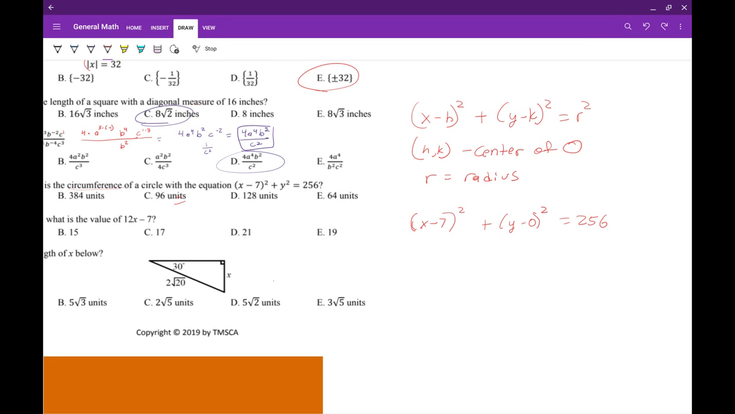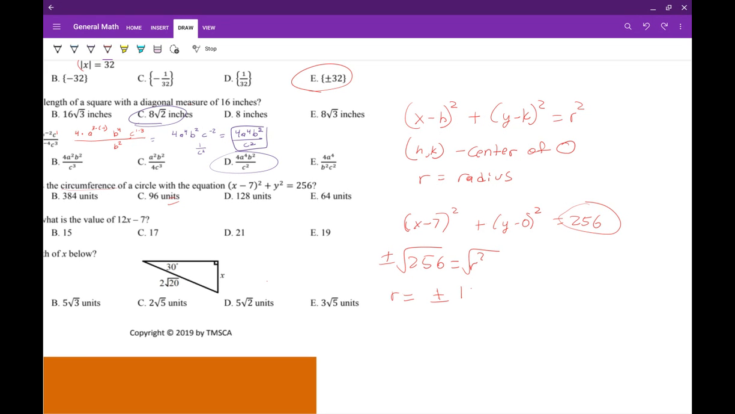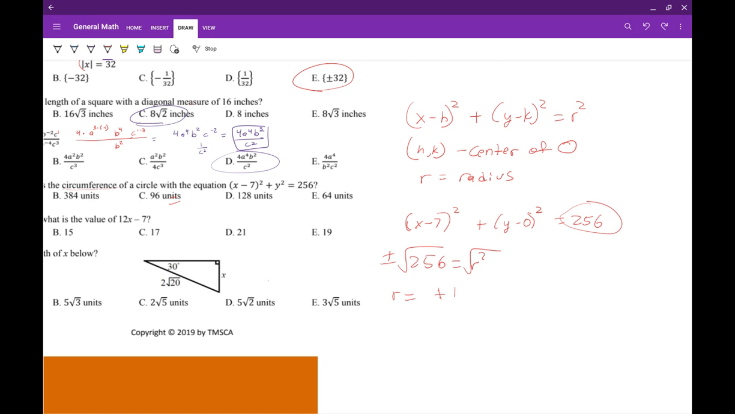It's asking us for the circumference of the circle, so we will be concerned with the 256 part, because 256 is equal to r squared. So plus or minus the square root of 256 is equal to the square root of r squared. So r is equal to plus or minus 16. But it wouldn't make sense for there to be a negative value of 16 as your radius. So it's just going to be positive 16.